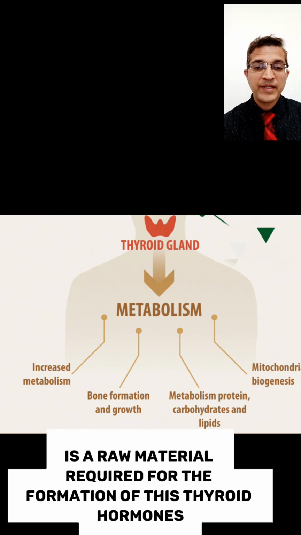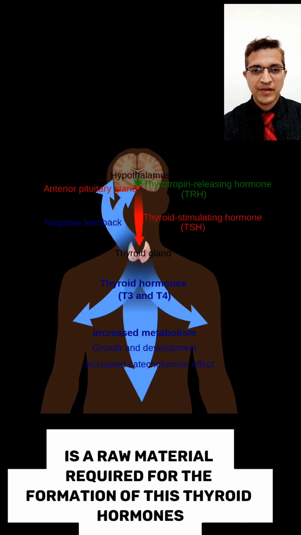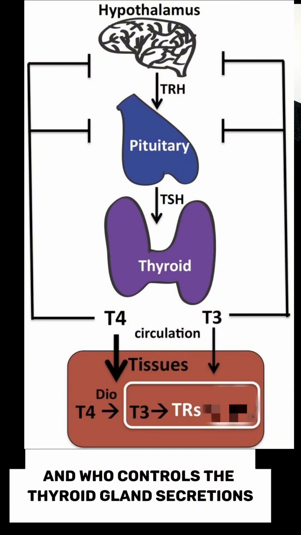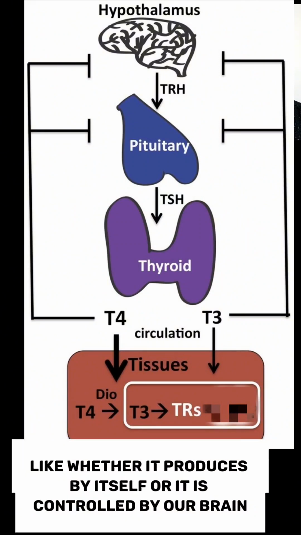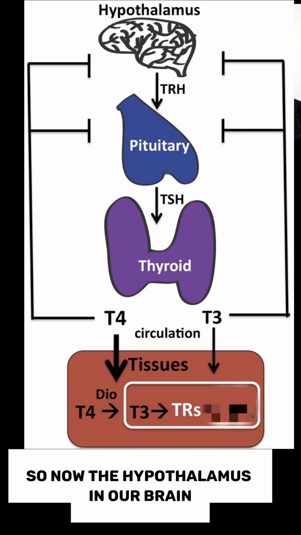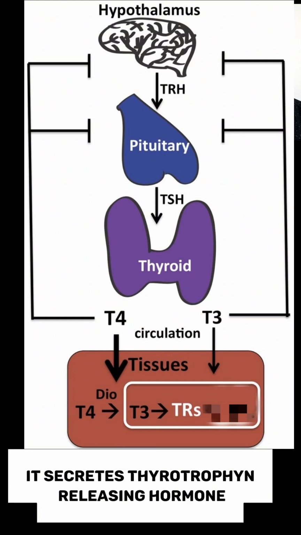What is the raw material required for the formation of these thyroid hormones, and who controls the thyroid gland, whether it produces by itself or is controlled by our brain? The hypothalamus in our brain secretes thyrotropin releasing hormone.